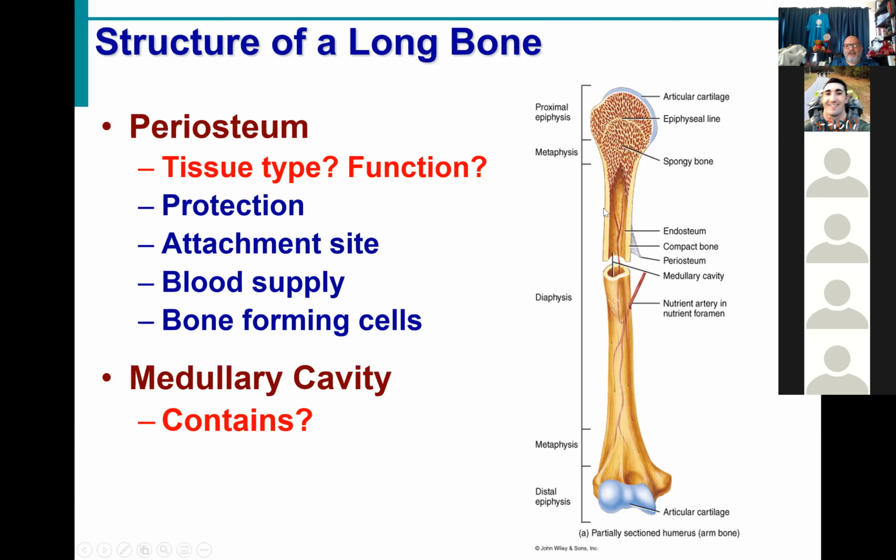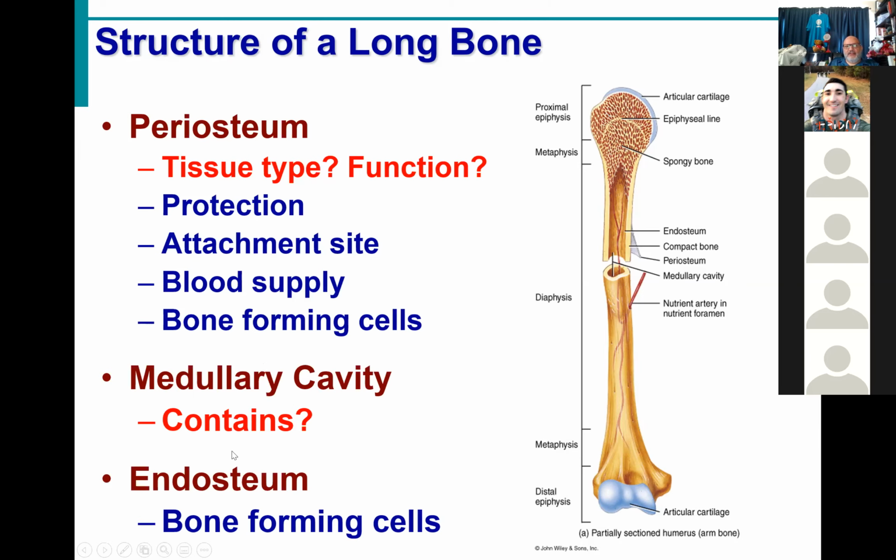We have the medullary cavity, lined by spongy bone, containing yellow bone marrow, and it is lined with that endosteum. Again, it's not going to be an attachment point. It's not going to provide protection, but it can still house those immature bones.